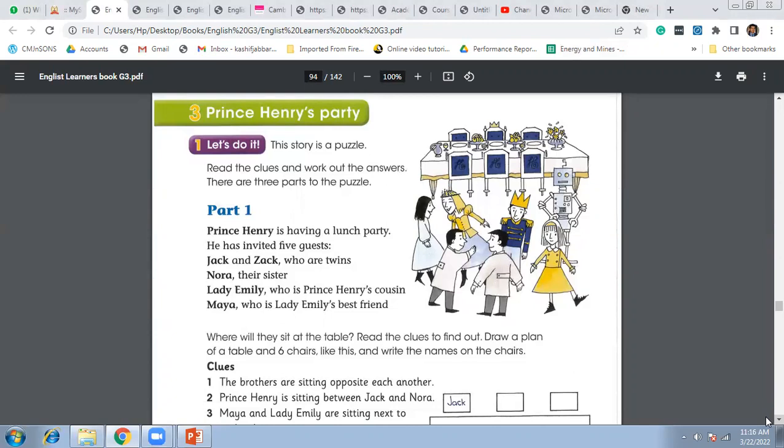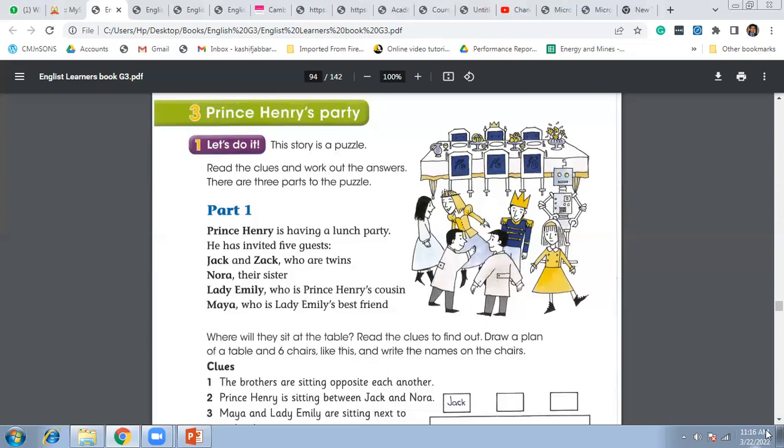to his party. There were Jack and Zach, who are the twins. Twins, as I told you guys, can be 2 brothers or sisters born at the same time, usually with the same faces. Right? And Nora is their sister. Then we have Lady Emily, who is Prince Harry's cousin, and Maya, who is Lady Emily's best friend.